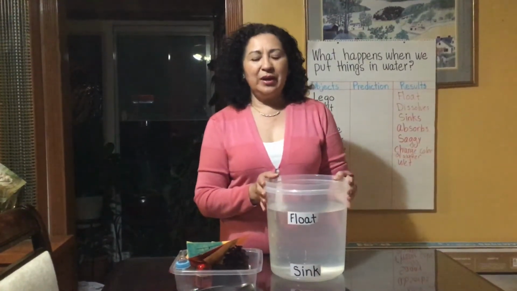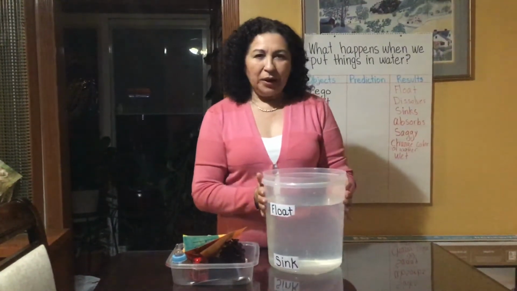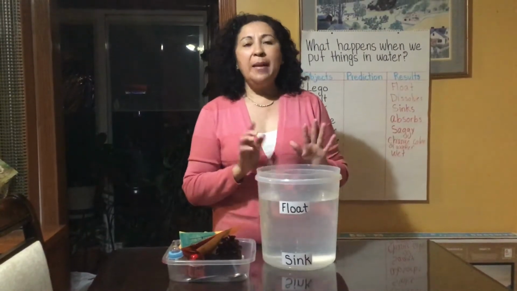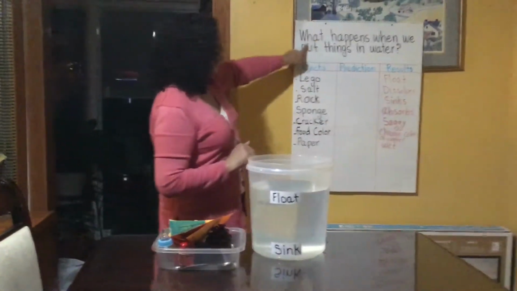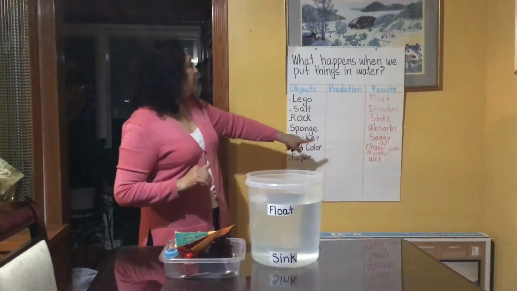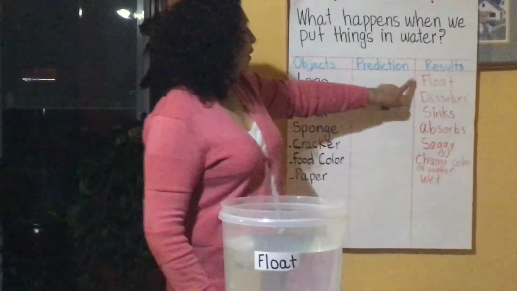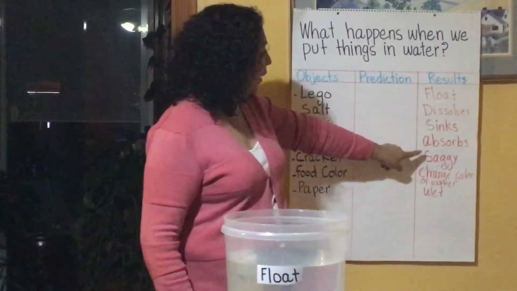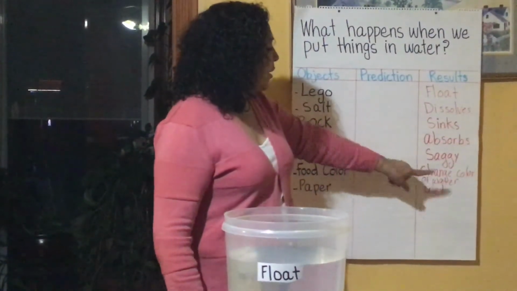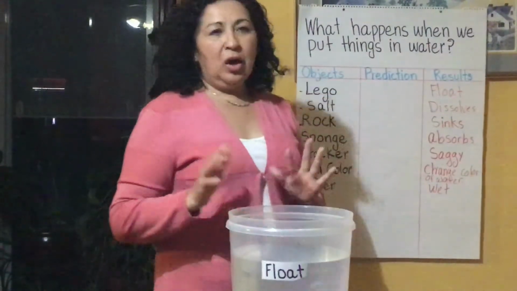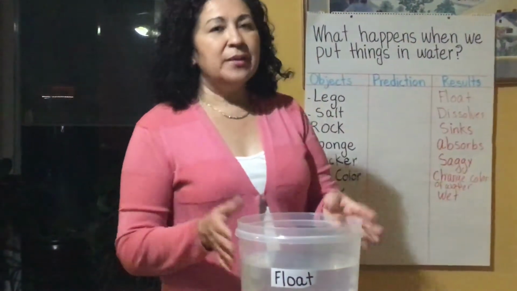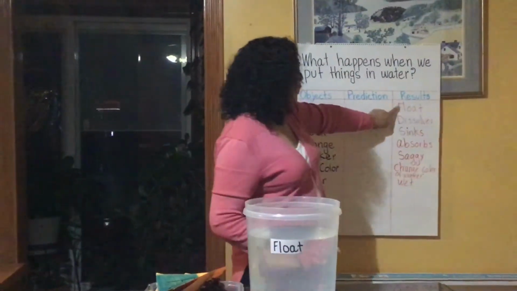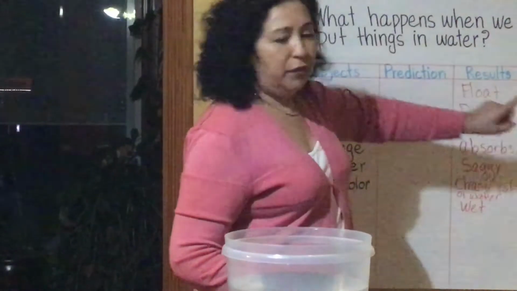Today we're going to do another experiment using water. Last time we did an experiment to find out what happened to things when we put them on water. Remember, I have this chart. Some of the things, when we put them on water, they float, they dissolve, they sink, they absorb water, they get saggy, or they change the water color, and also they get wet. So today we're going to focus on two of those things. We're going to do sink or float.